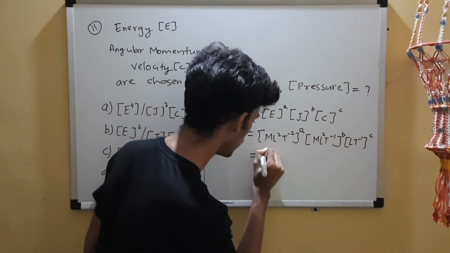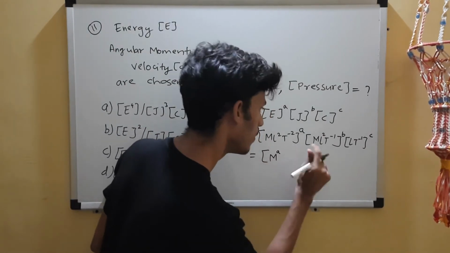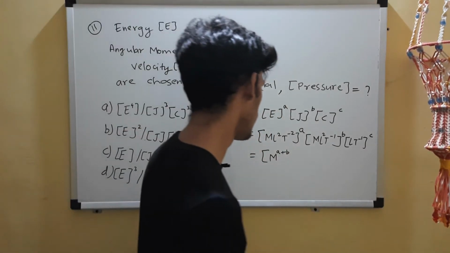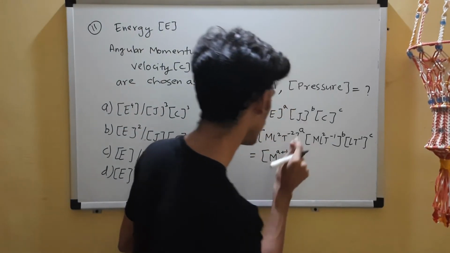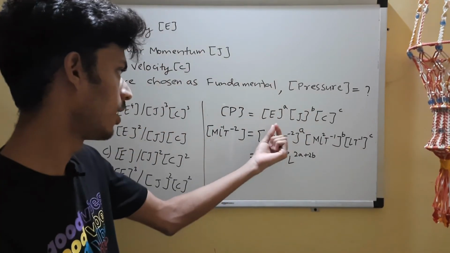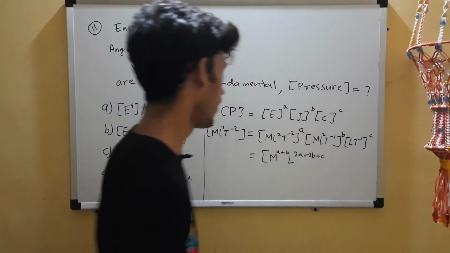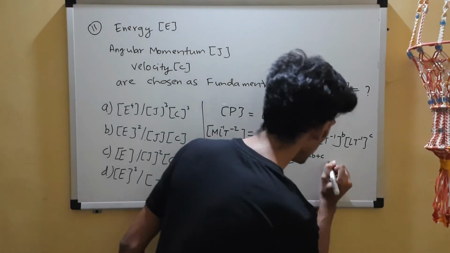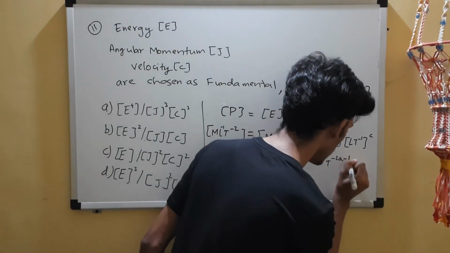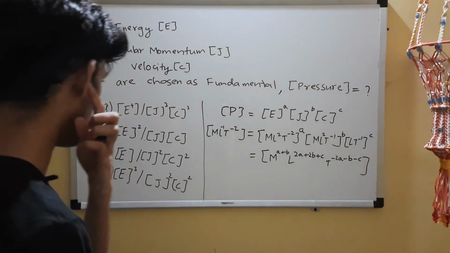Okay, so now bring this together. M raised to A plus M raised to B, so M raised to A plus B, L raised to 2A plus 2B, and here you have C, right? And from here you'll get T raised to minus 2A minus B minus C. Now this might seem complicated, but let's do it.